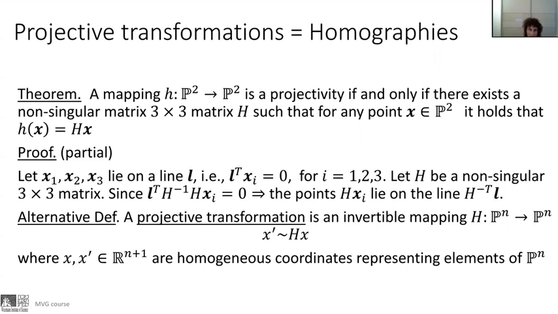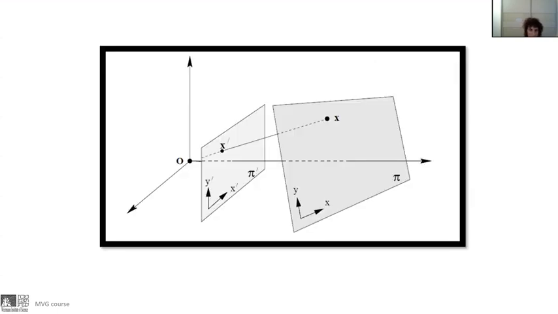Okay. In general, in higher dimension, we can have the definition that a homography between the projective space of dimension n to the projective space of dimension n is an invertible mapping between x prime and x. Okay, this is the way that you can define it.